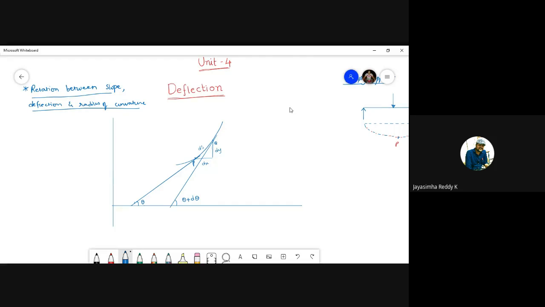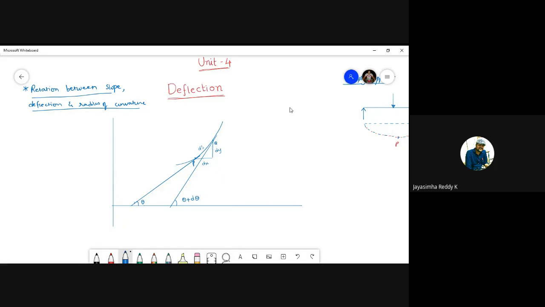Let us not go into that now. We'll just see only the figure. I have drawn tangents, and I am assuming the tangents are making an angle of theta and theta plus d theta respectively, and I have joined the x coordinate and y coordinate to meet at a point. I am assuming this length as dx and this length as dy, and the length of the arc as ds.